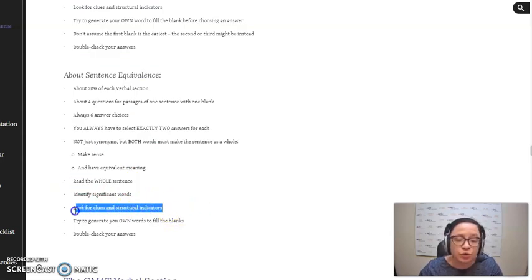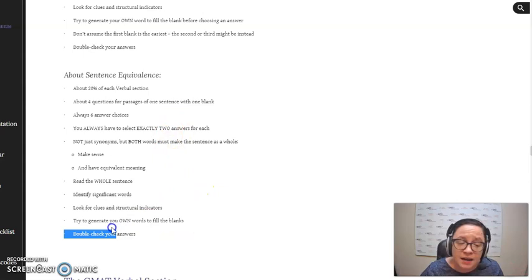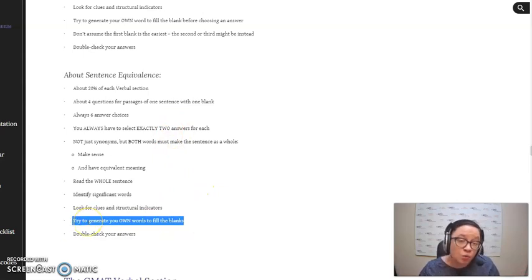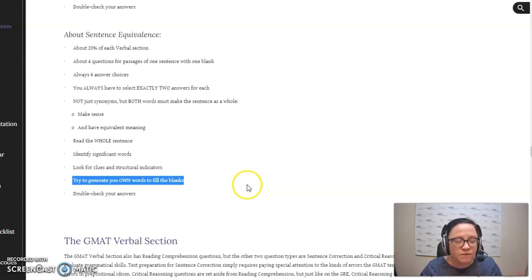You're going to look for clues and structural indicators such as, I think the Kaplan book calls it same direction, opposite direction, or maybe that's the Princeton book. I forget. And again, they need to try to come up with their own word to fill in the blank and look for words that are similar in value to that word. Finally, double checking their answers.